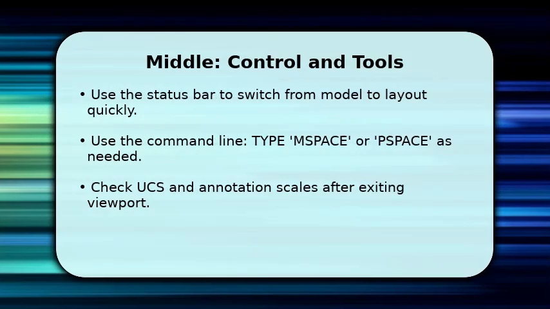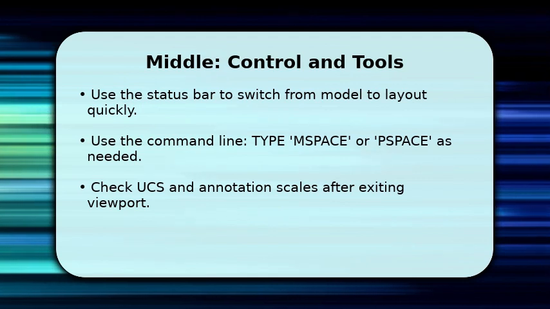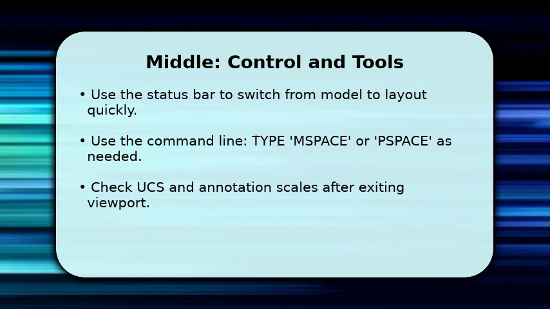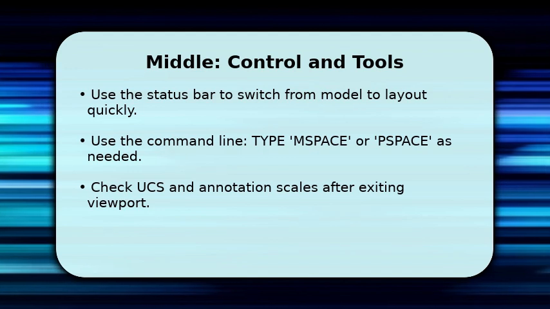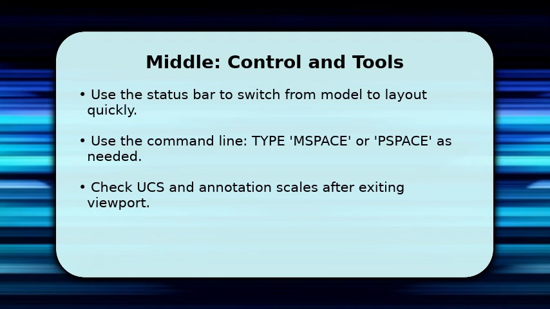Now you control how the viewport behaves after exit. You can use the status bar or right-click to choose model or paper space. This avoids unintentional zooms. From the command line, type M-space to enter model space or P-space to return to paper. Toggle only when you need to edit geometry versus annotations. Make sure the UCS and annotation scale remain what you expect, and lock the viewport if necessary to preserve the view once you have the correct zoom and orientation.